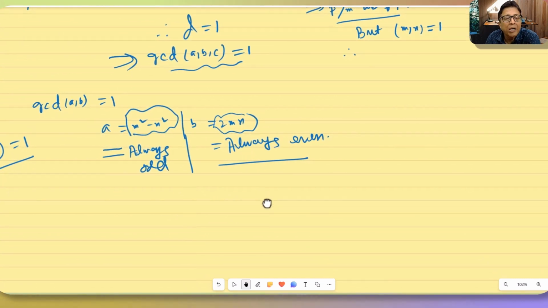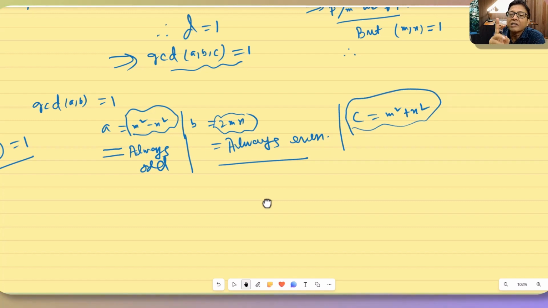So these three numbers, A equal to m square minus n square, B equal to 2mn and C equal to m square plus n square, obey those two initial conditions: they are coprime, and secondly A and B have different parity. And as they have different parity, this C is going to be always odd. So this is the condition we require. A and B are of different parity, and C is always odd.